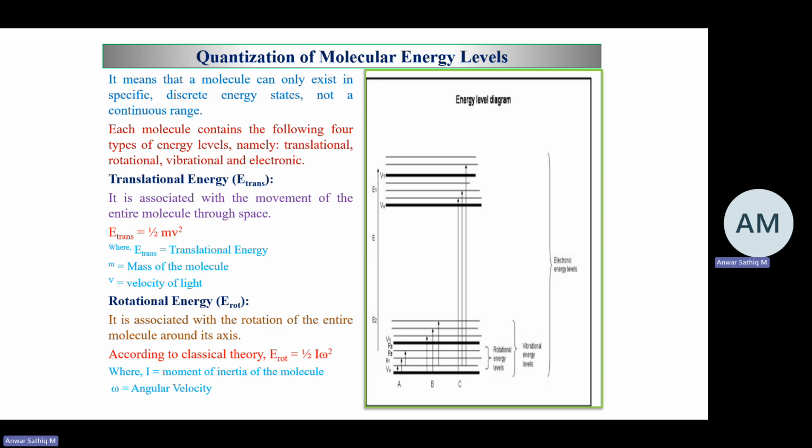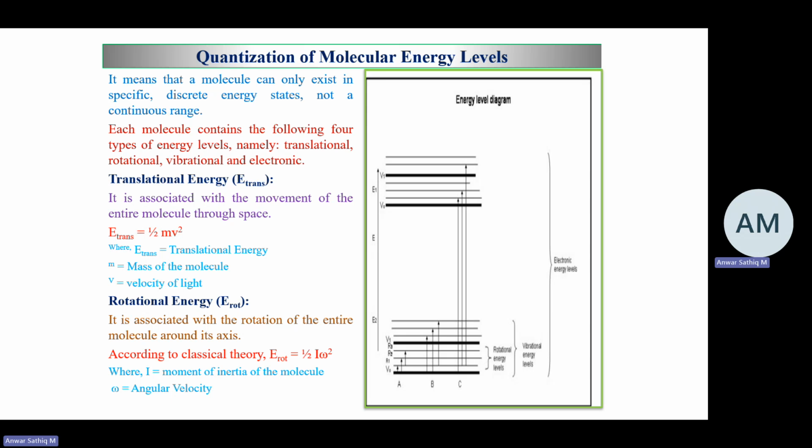Translational energy is represented by the symbol E trans, T-R-A-N-S. This is the energy due to the motion of the entire molecule as it moves through space. E trans is equal to half m v square, where E trans is the translational energy, m is the mass of the molecule, and v is the velocity of the molecule.